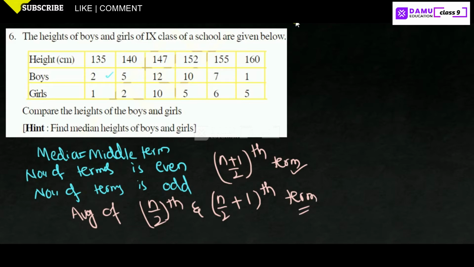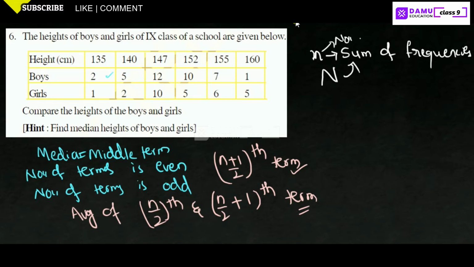Here, this n is the sum of frequencies. But in this chapter, this n we will take as capital N, that is the sum of frequencies. Normally, small n is the number of terms, but in this chapter capital N is the sum of frequencies. So we have to find the median value, and we take N by 2 term.